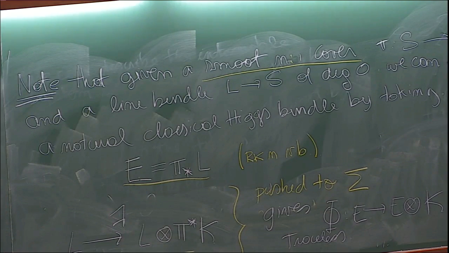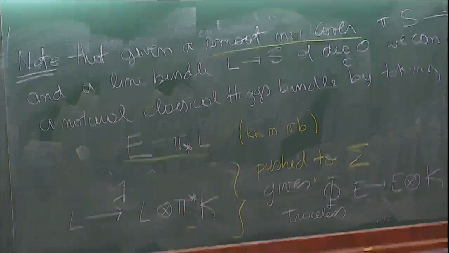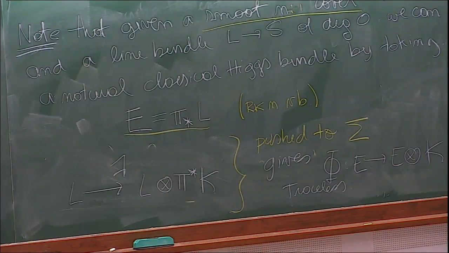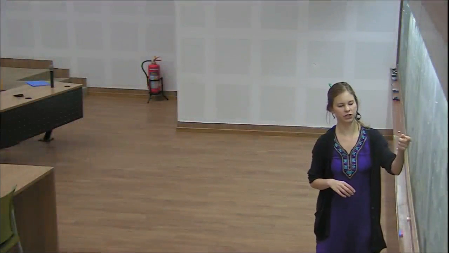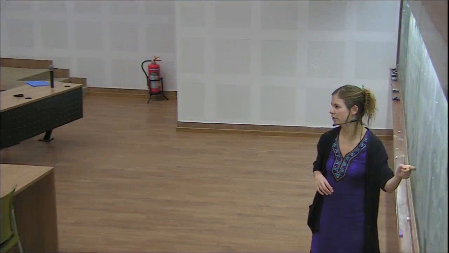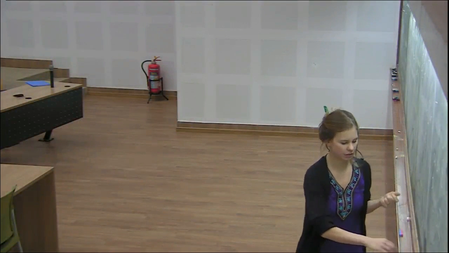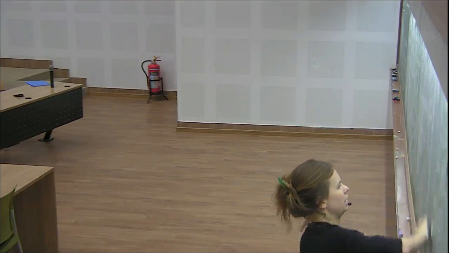Now, what would happen, and I'm about to finish, I have like 2 minutes. So what would happen if we put extra conditions? What would happen if we ask more things, not just for trivial determinant and trace 0, but if we ask, for instance, to have a symplectic Higgs bundle.